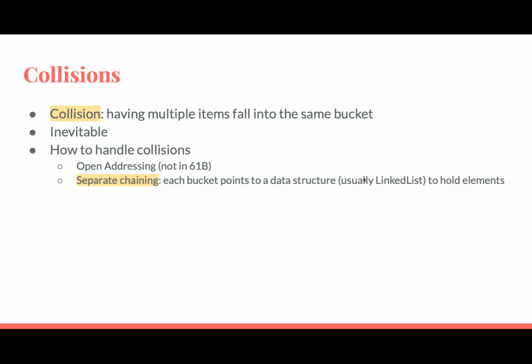So as we said, a good hash function is uniform, meaning that it evenly distributes the elements. And this way we avoid collisions. A collision is having multiple items fall into the same bucket. If the number of elements exceeds the number of buckets, collisions are inevitable. There are multiple ways hash tables handle collisions. One way is open addressing, which is not covered in 61B. But the one that we talk about in 61B is separate chaining. In this way, each bucket points to a data structure, as we said, usually a linked list, to hold elements inside that bucket.